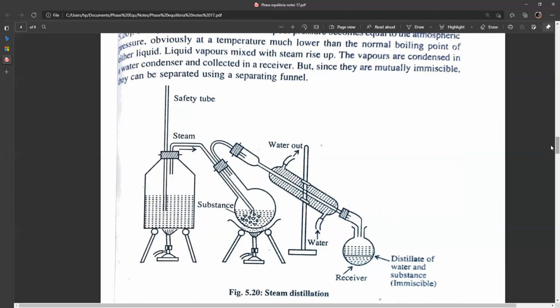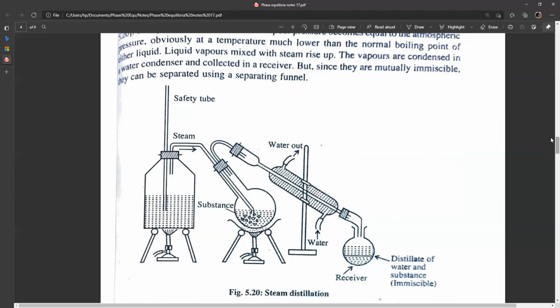Since it contains water and the pure organic liquid which is to be purified, and these two are completely immiscible, they will form two layers, and we can separate them easily. This is the method of steam distillation. So liquids like carbon disulfide and carbon tetrachloride, which are immiscible with water and steam volatile, can be purified by this method.